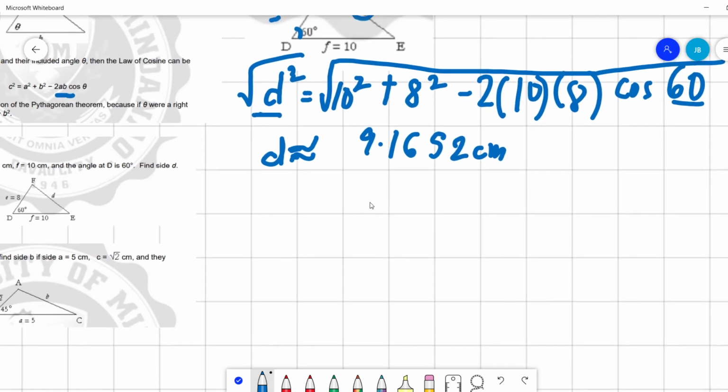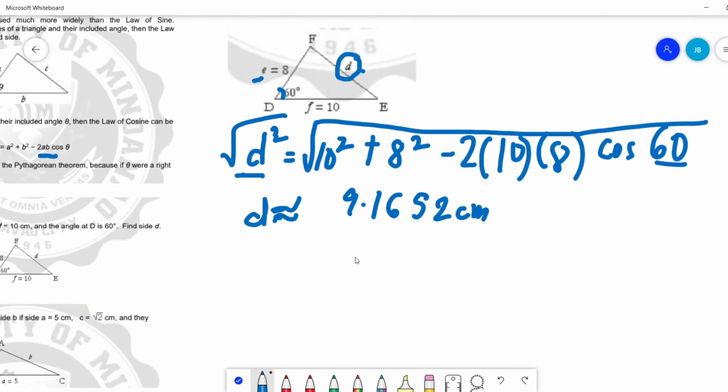Now, how about if we get angles E and F? Since we have already three sides, we already got side D, and we can already get the angle E and angle F. So, therefore, using side D, which is 9.1652 all over sine 60. Using sine law, is equal to, let's use another side.